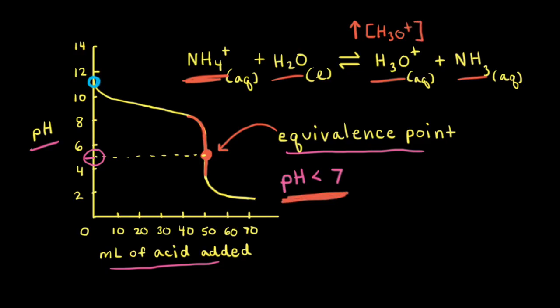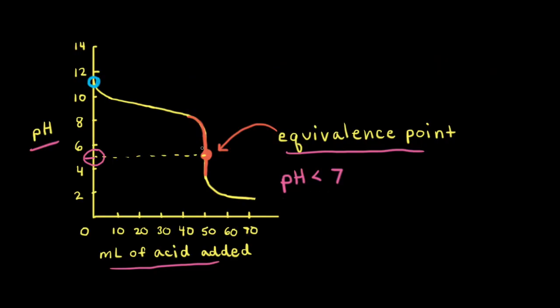In addition to ammonium ions, there are also chloride anions in solution. However, chloride anions do not react with water and therefore do not affect the pH. Going back to the equivalence point on our titration curve, if we drop down here to the x-axis, we can see the equivalence point occurs after 50 milliliters of acid has been added.